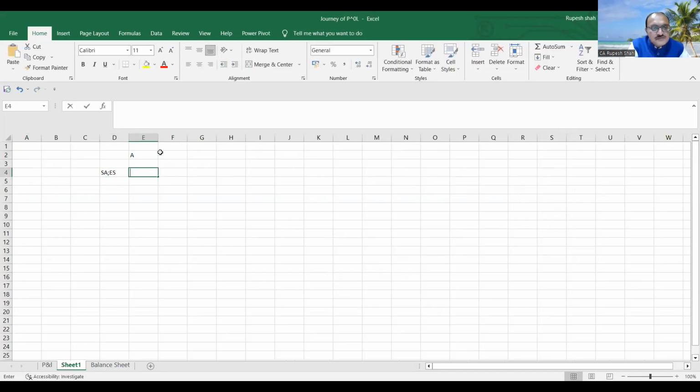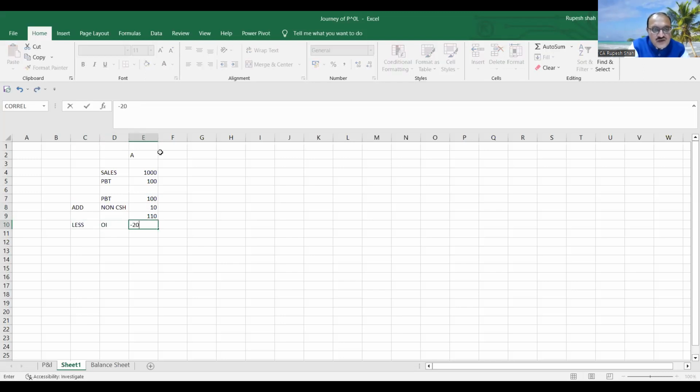Say the sale is 1,000 crore. Say PBT is 100 crore. Now we want to work out cash flow. So we start with PBT, right? 100. Then we will add non-cash item. Say non-cash item is 10. So what does it give us? 100 plus 10 is 110. Then we will deduct the interest and other income, right? Say this is minus 20. We deduct them. So what will we get? 110 minus 20 is 90. Correct?